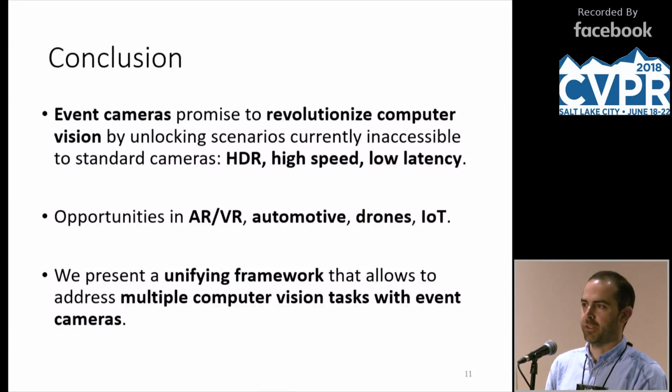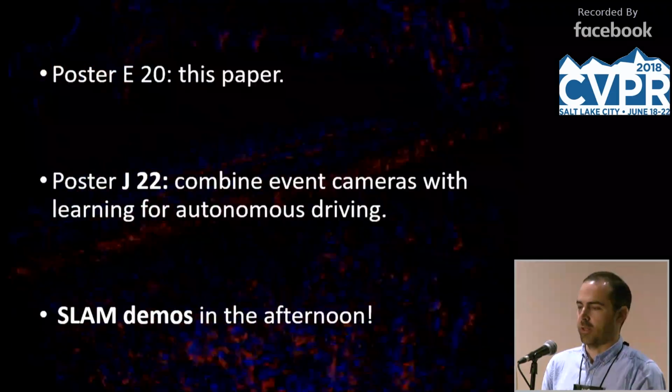To conclude, event cameras promise to revolutionize computer vision by unlocking scenarios that are currently inaccessible to standard cameras, such as high dynamic range, high speed, and low latency. They open opportunities in AR, VR, automotive, drones, and the Internet of Things. And we present a unifying framework that allows us to address multiple computer vision problems with event cameras.